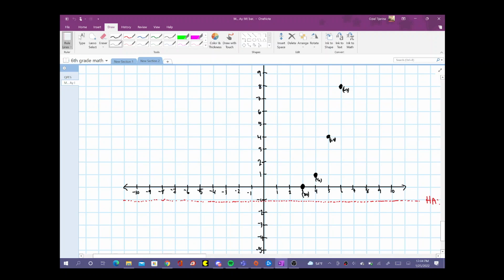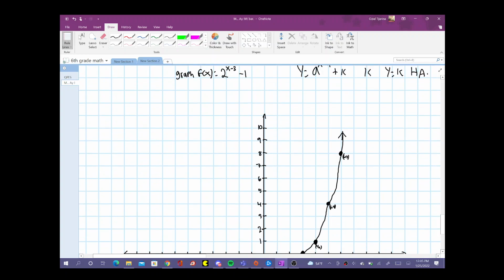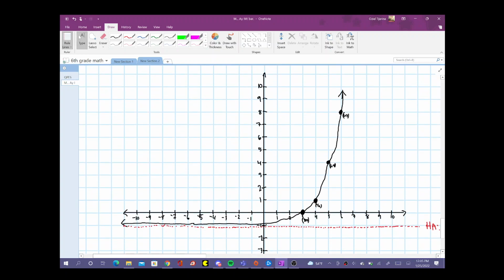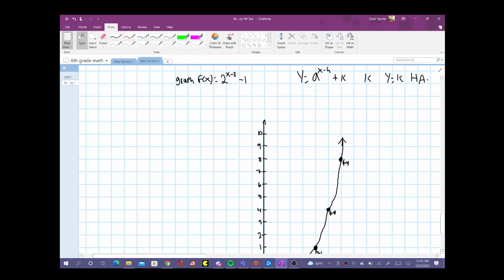So what you're going to do is draw a smooth curve that goes up like this, and it's a really smooth curve, and you don't have to do it perfectly, but it'll go like this, and it'll really be close to negative 1, but it won't touch it. So that is how you graph an exponential function, excuse me.